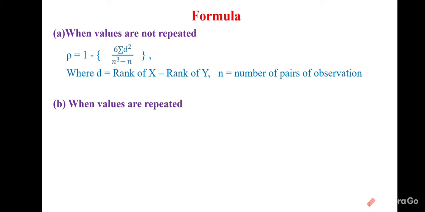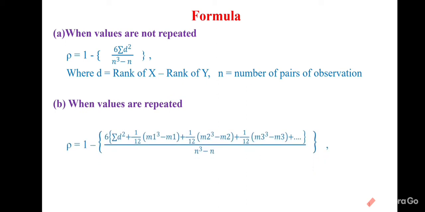When values are repeated, some extra terms will be added to the formula. It's like m1, m2, m3, the number of times values are repeated. This is the method we are going to see here. The difference is when to use the first formula and when to use the second formula: when values are not repeated, and when values are repeated. M is the number of times a particular number is repeated.